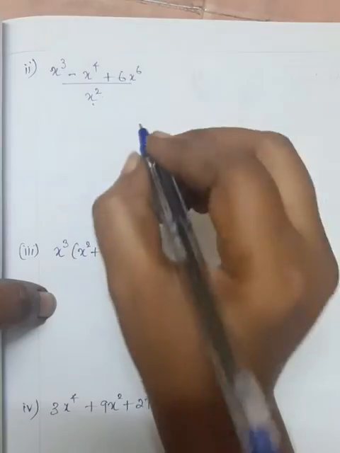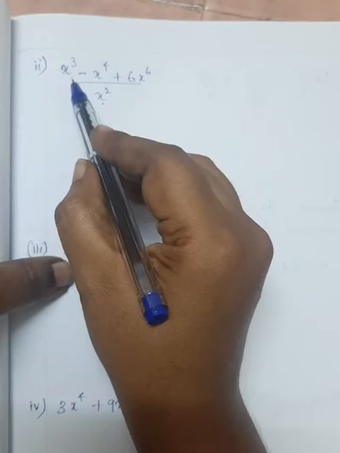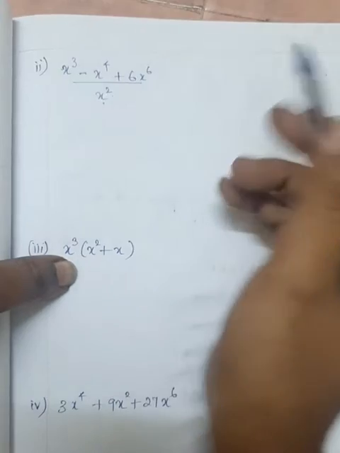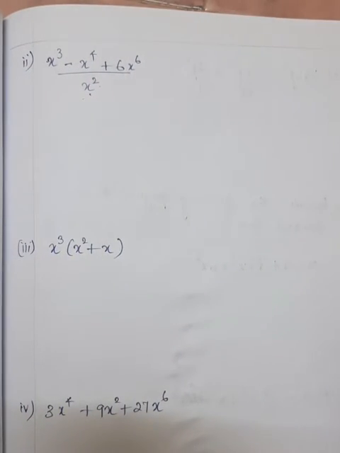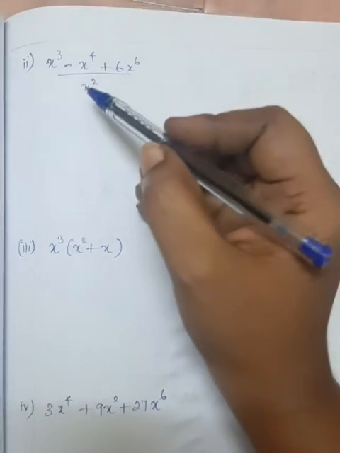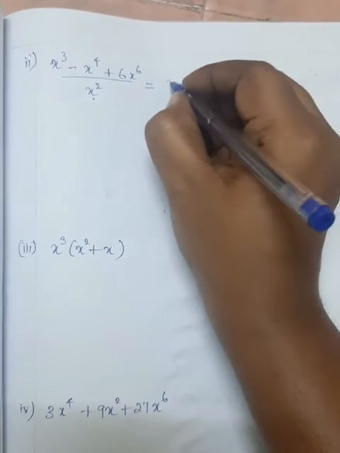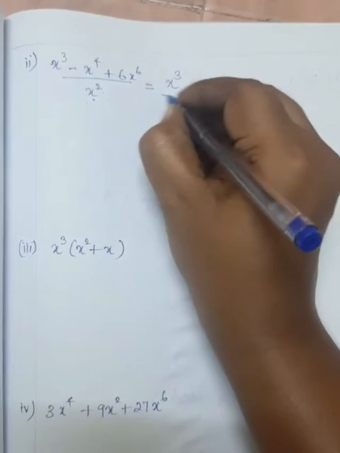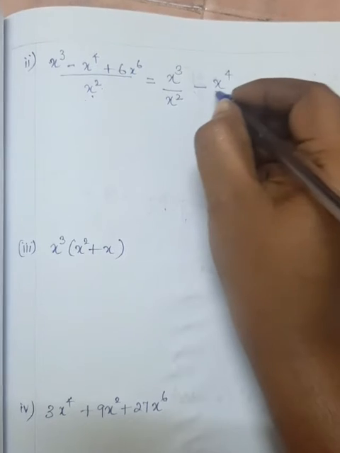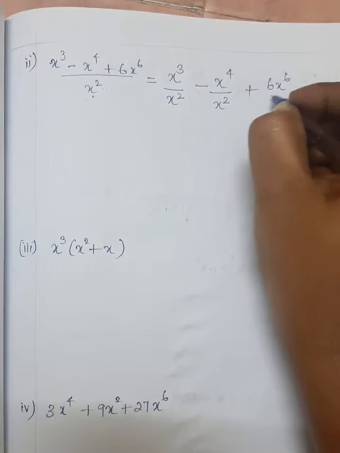So how to convert this in polynomial form? Here, see here, it is x cube minus x power 4 plus 6x power 6, the whole divided by x square. Whole divided by x square means for all these terms, x cube, x power 4 and 6x power 6, this x square is commonly divisible. So what can we do? We can divide separately and write, right? So x cube divide by x square minus x power 4 divide by x square plus 6x power 6 divide by x square.